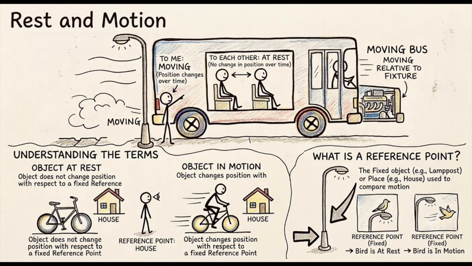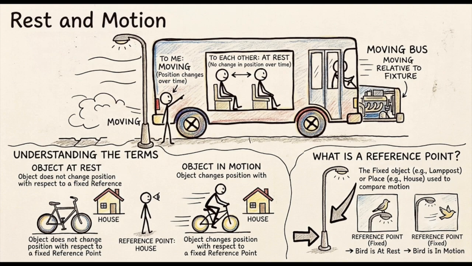Let's play a quick game. Imagine you're sitting inside a moving bus. Are you moving or are you at rest? The answer is both. To your friend sitting beside you, you are at rest. But to someone standing outside on the road, you're moving. This is because we compare motion with something called a reference point. A reference point is a fixed object or a place used to determine whether another object is moving or at rest.